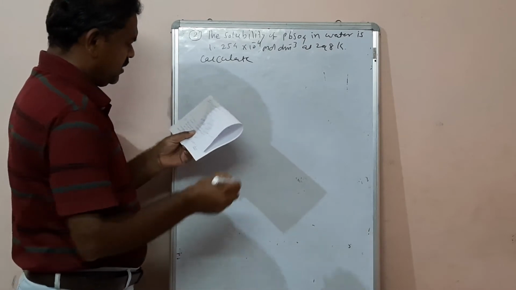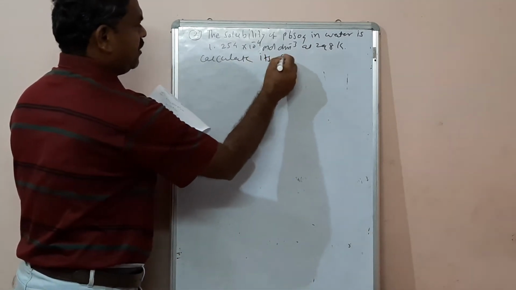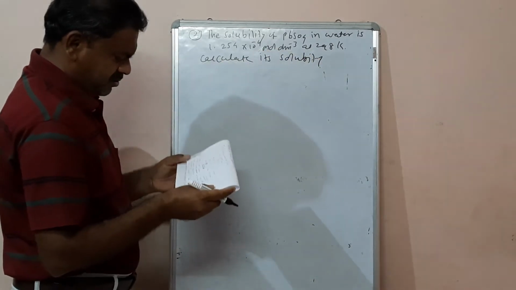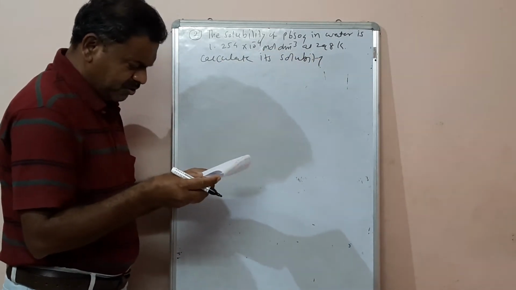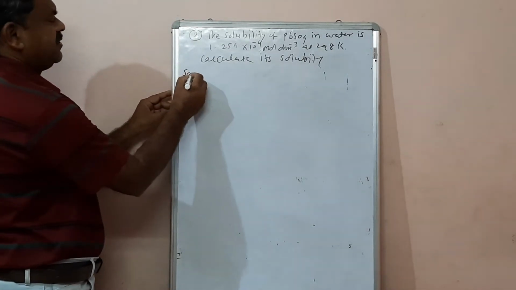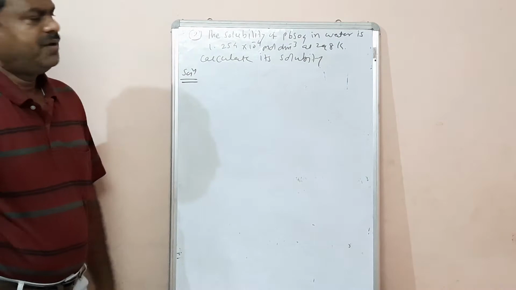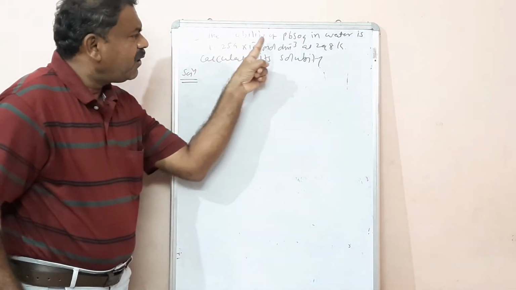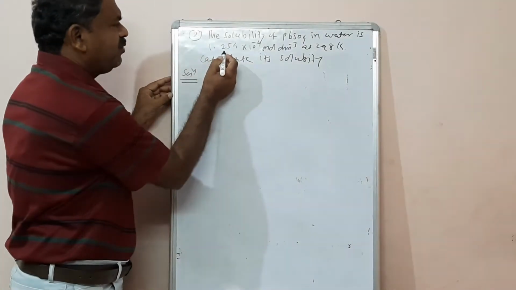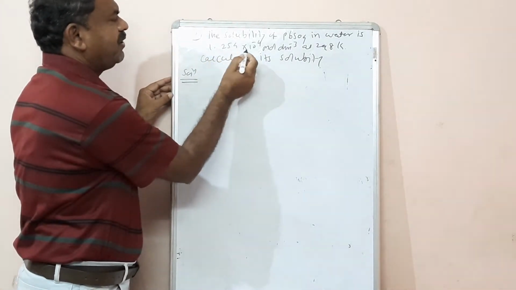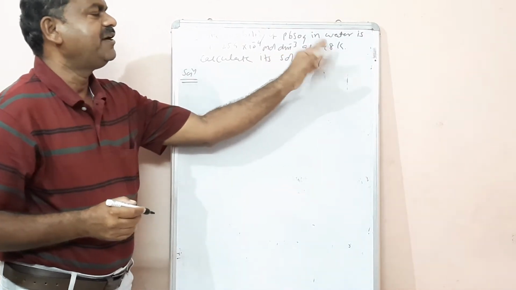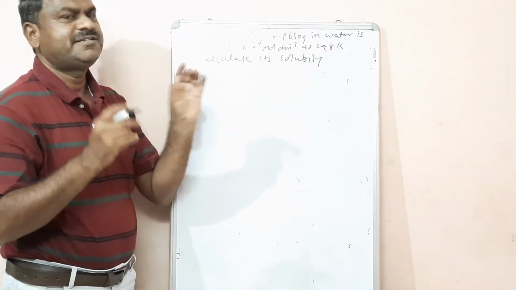Calculate its solubility. Now this is the second numerical. Now see this. First, the solubility of lead sulfate in water is 1.254 × 10^-4 moles per decimeter cube at 298 kelvin. Then calculate its solubility product.